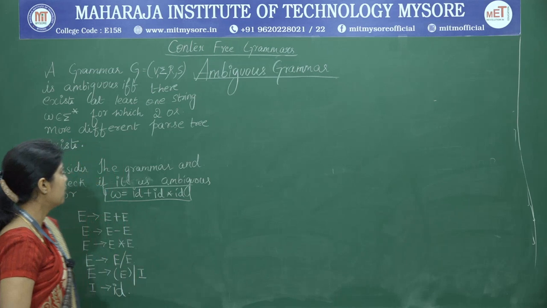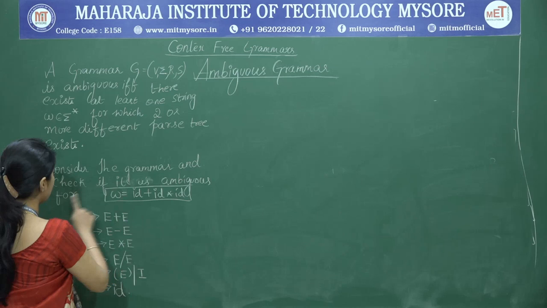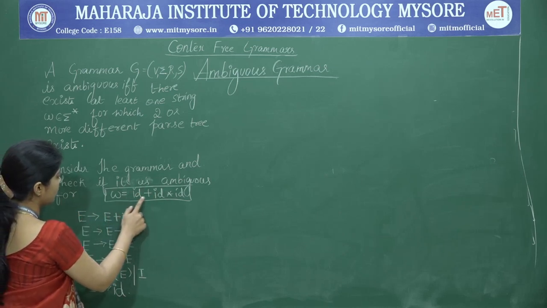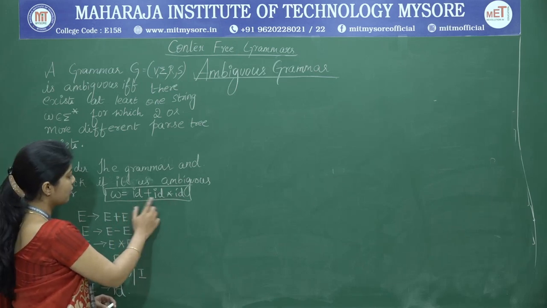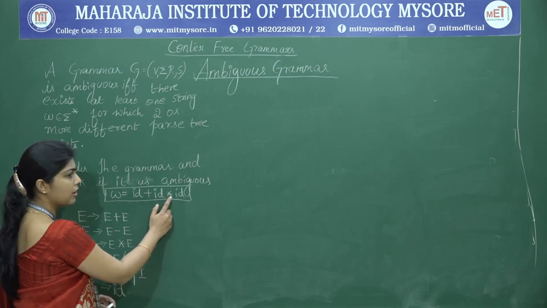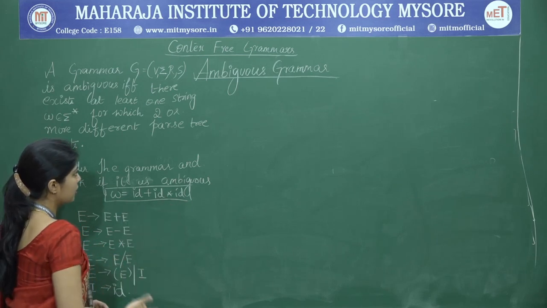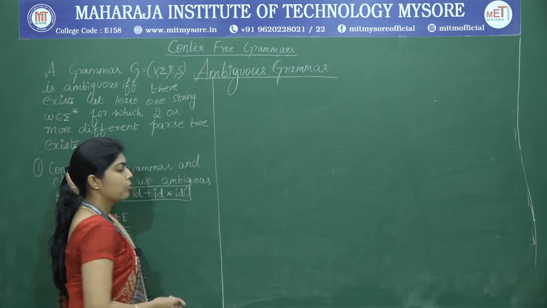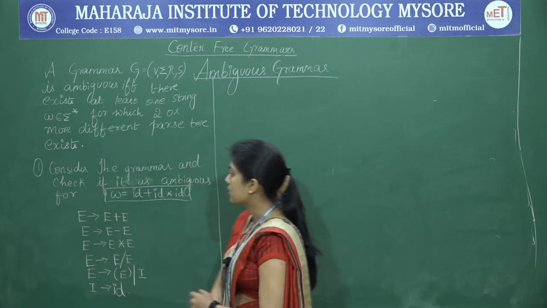We will consider the grammar and check if it is ambiguous for w = id + id * id. So, this is the string that we are going to generate. Here id is a terminal, plus is a terminal and star is a terminal. So, this is what we are trying to derive from the given grammar. First we will do the derivation. I am choosing to do one rightmost derivation and one leftmost derivation. So, we will do the derivations first.